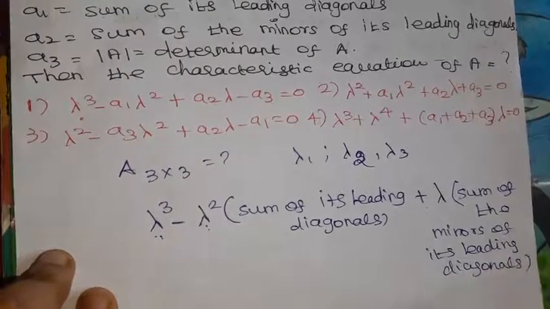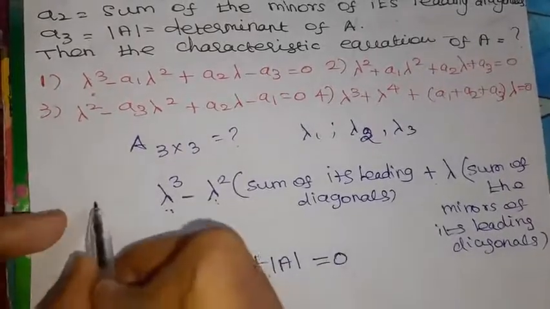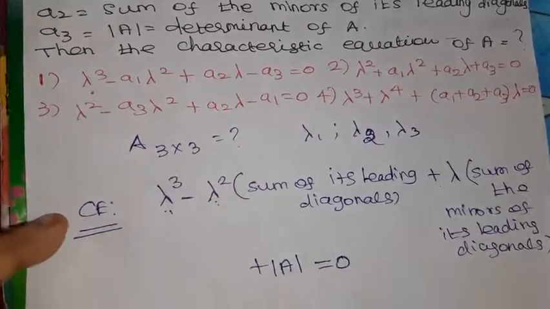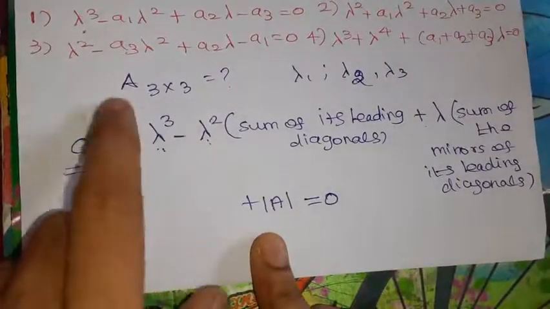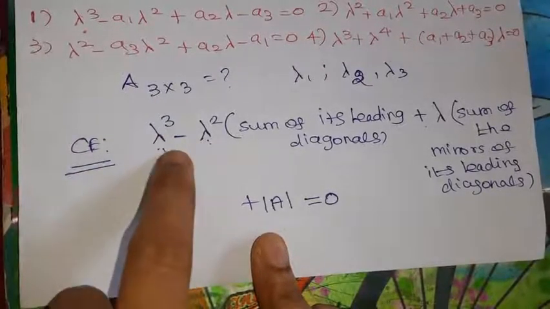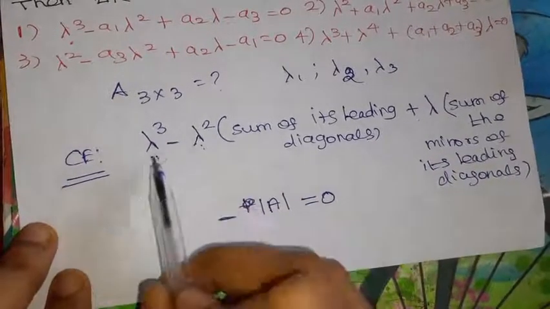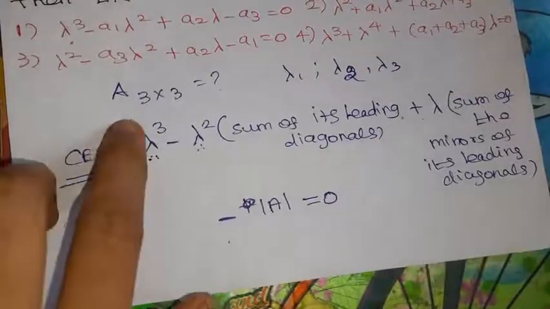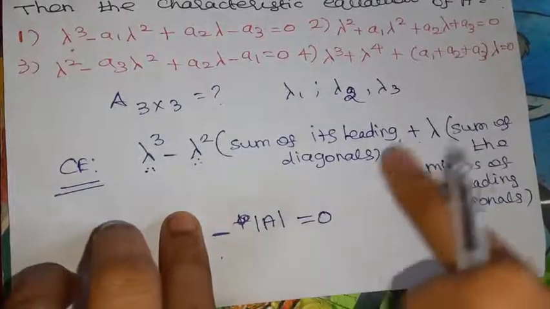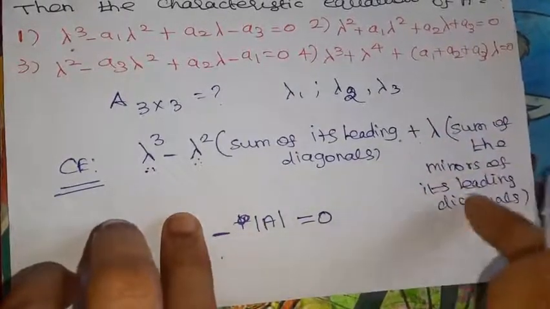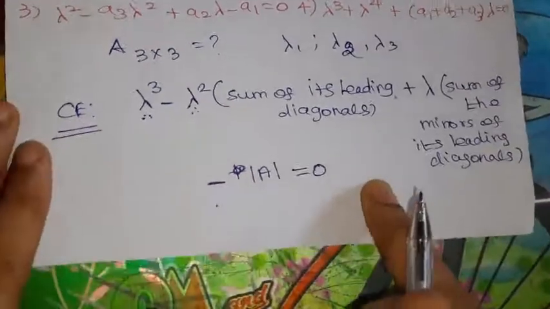Then minus determinant of A equal to 0. This is the characteristic equation for any 3 cross 3 matrix. This is the formula: lambda cube minus lambda squared into the sum of its leading diagonals, plus lambda into the sum of the minors of its leading diagonals, then minus determinant A. So this is the characteristic equation.